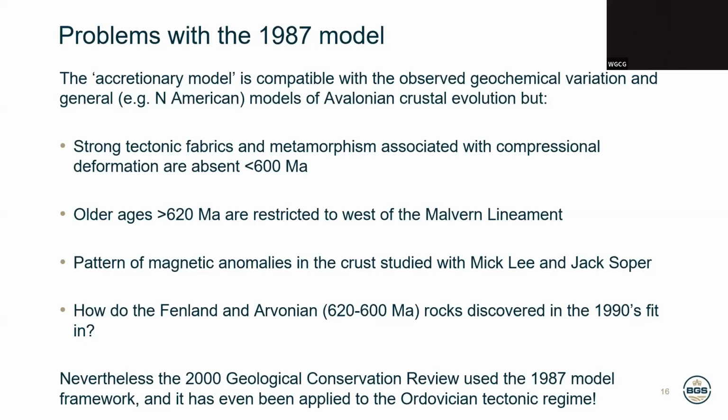And they also studied the magnetic anomalies in the crust with Mick Lee and Jack Soper, and that was problematic for the model too. And then there were these other terrains like the Fenland terrain and the Welsh terrain. These were rocks, again, of different ages. How did these fit in? So basically, we used that terrain model until the Geological Conservation Review, but I worried about it.